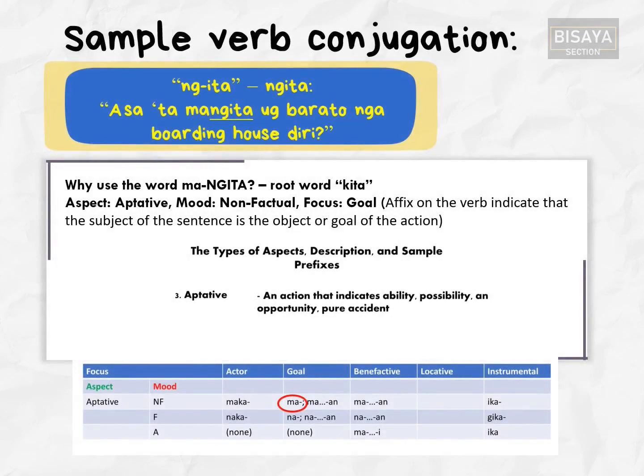Okay, so here is the part where we conjugate the verbs. Why use the word mangita? This word root is kita. Its expression as mangita is expressed in aptative aspect, as mangita needs one's ability to see. And mood is non-factual. The verb is goal-focused. When looking for something, you have the goal to find that something. That's why it is goal-focused, it is non-factual, and it's aptative.